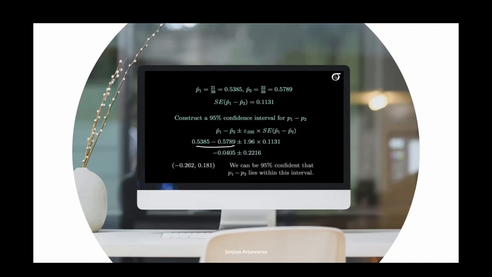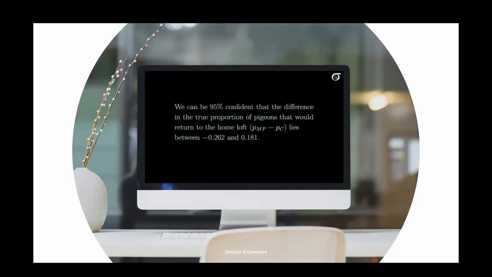We can be 95% confident that the difference in population proportions p1 minus p2 lies somewhere in this interval. But what does that mean in the context of the study? It means that we can be 95% confident that the difference in the true, theoretical proportion of pigeons that would return to the home loft for the magnetic pulse group minus the control group lies between minus 0.262 and 0.181.